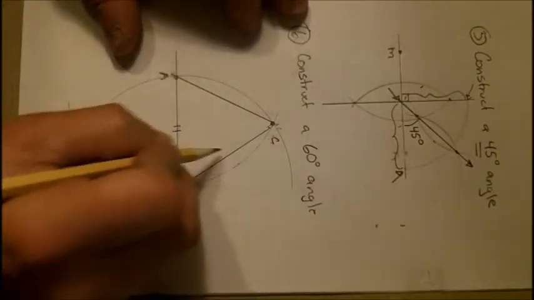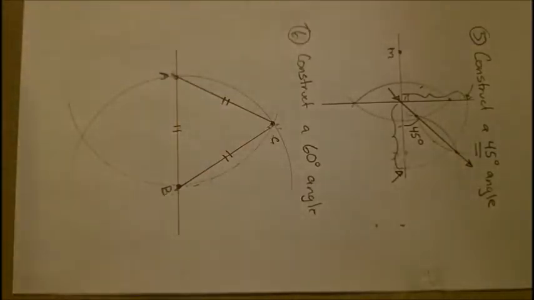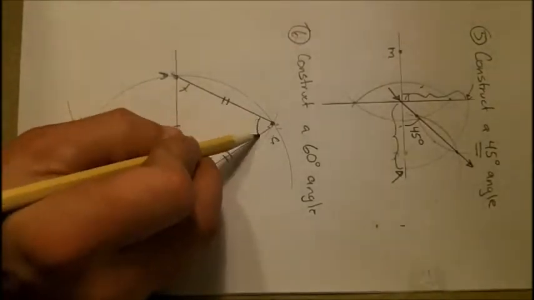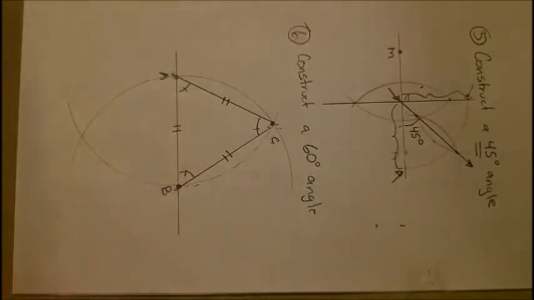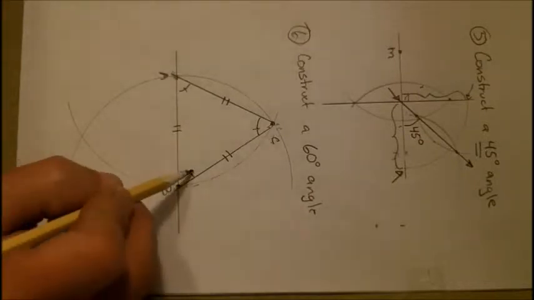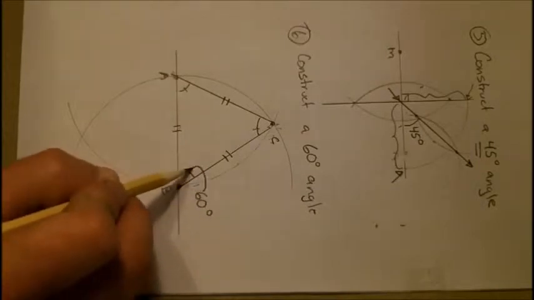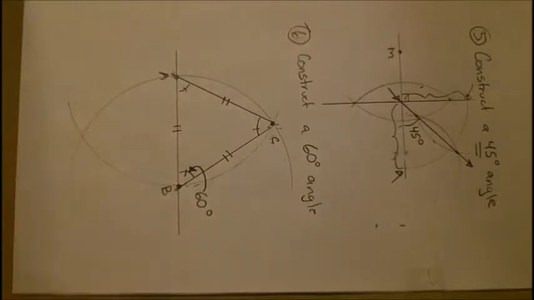What we've effectively done is made an equilateral triangle. And we know from geometric properties that all the angles in an equilateral triangle are congruent. And as a result, they're 60 degrees. So we've just constructed a 60-degree angle.